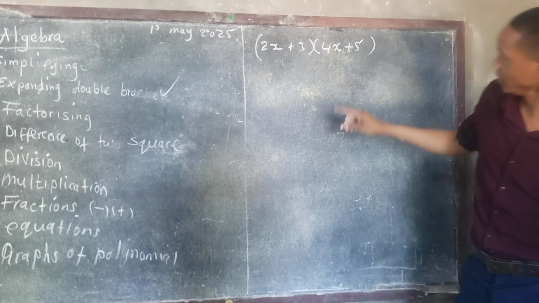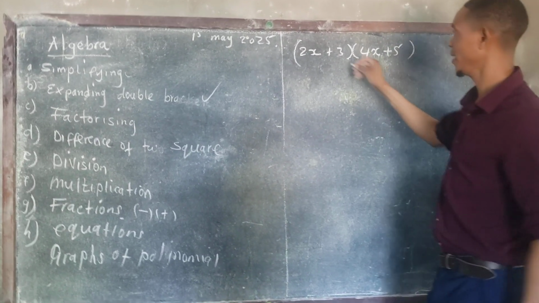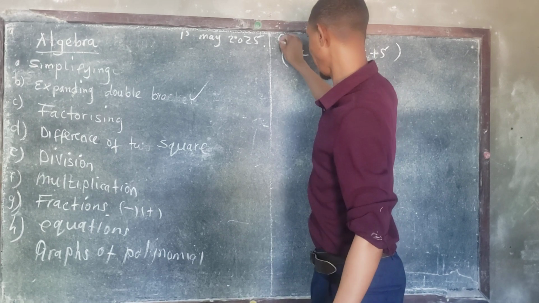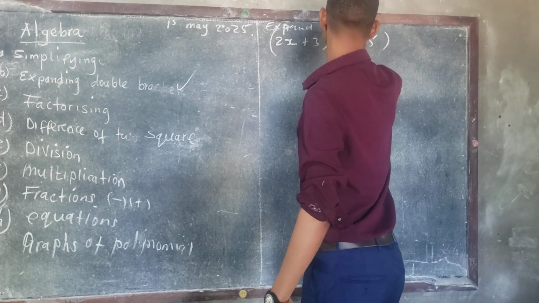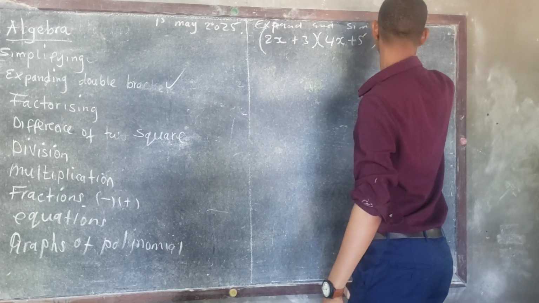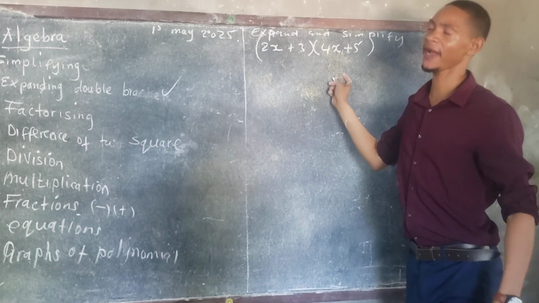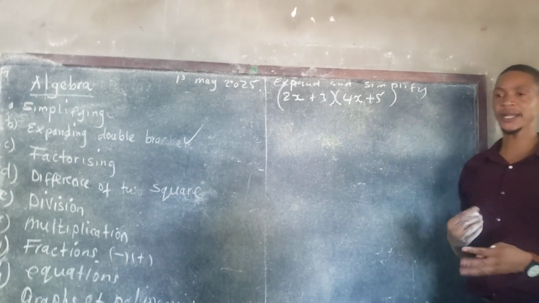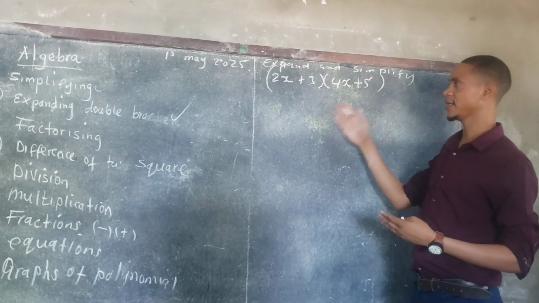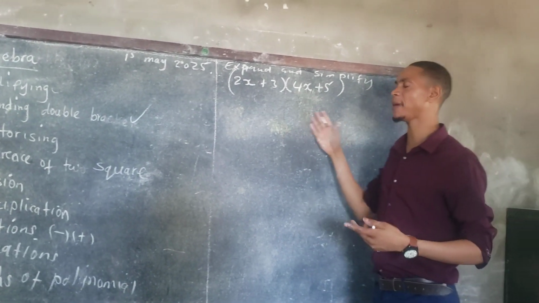Normally in this kind of question they say expand and simplify the expression. This is another algebraic expression which comes in an examination. So they'll tell you to expand this double bracket. How do you expand this double bracket?